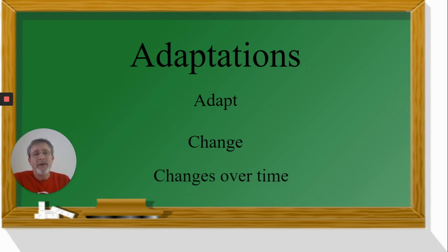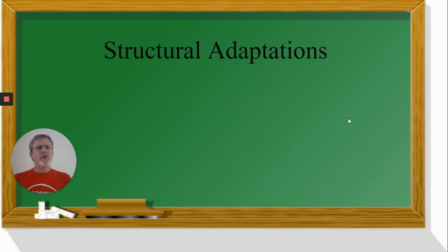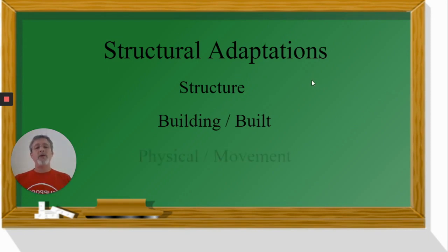Now, there's 2 specific types of adaptations that we will cover this week. We have structural adaptations and we have behavioral adaptations. So, structural adaptations. Let's use that trick I just taught you about finding the word within the word. The word for structural is structure. So what does structure mean? Structure means a building, how it's built. Another way to think of structural adaptations is physical movement. So when you think of a structural adaptation, think of how it's built and how it moves.